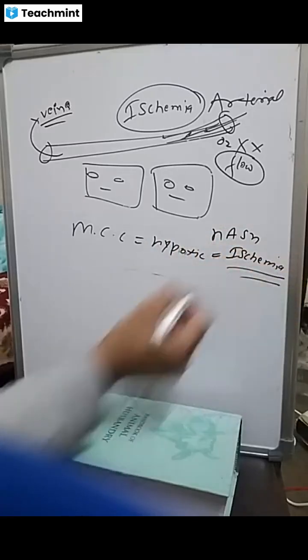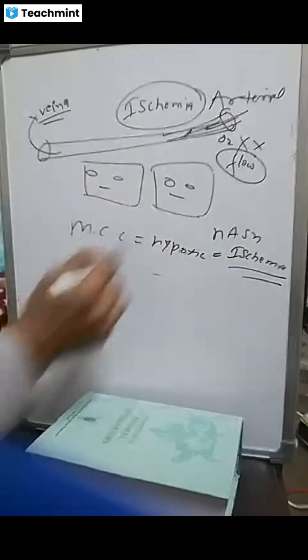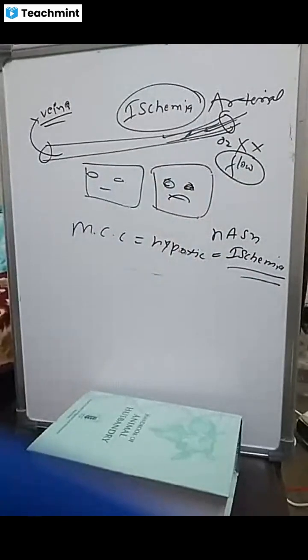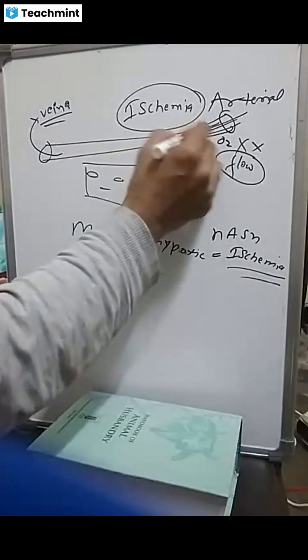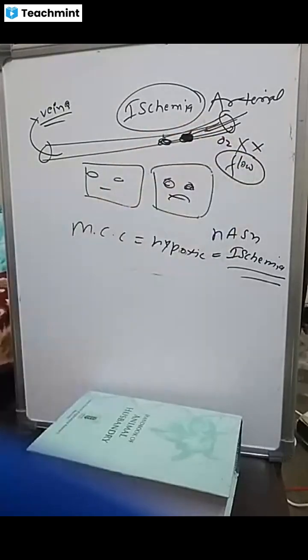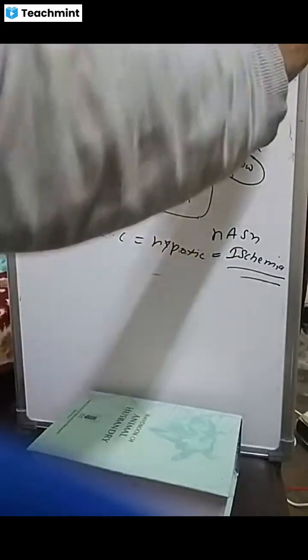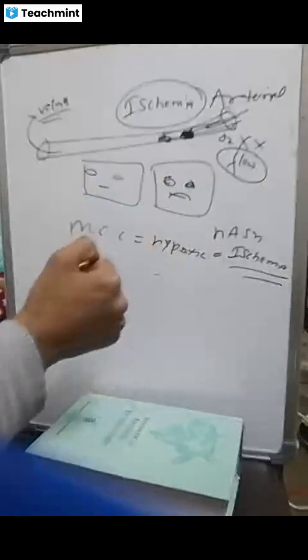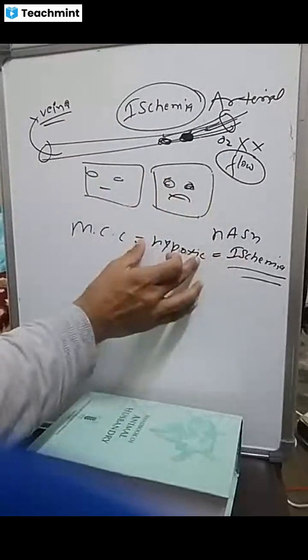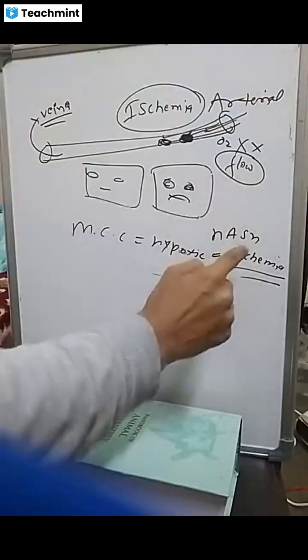Blood is not coming to the tissues. Maybe in the blood vessel there is atherosclerosis or some narrowing of the vessels, but blood is not coming from the arterial side. So they are not getting oxygen. So there is hypoxia. So arterial blood is not coming here. So ischemia.